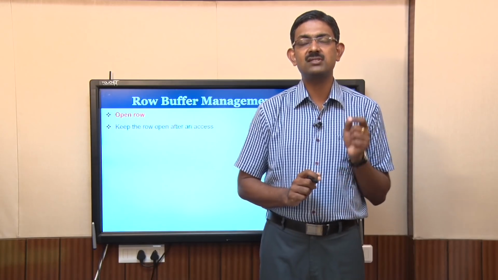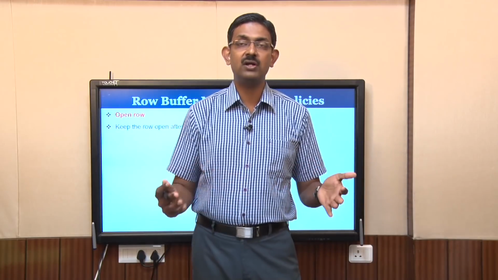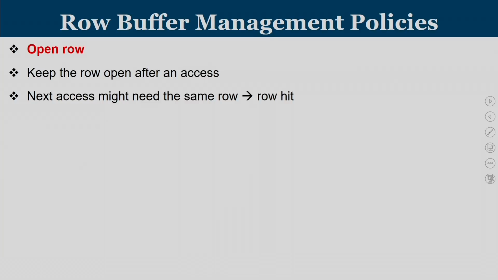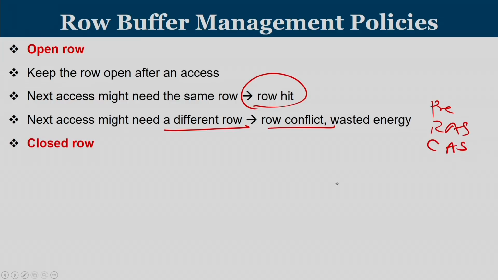If the next request happens to be to the same row, then the row address drop is not required. Already it is an open row. Just give the column address and get things done easily. So the next access might need the same row. If the next access is to the same row, that is known as a row hit. If the next access, unfortunately, is to a different row, it's a row conflict. At that time, I have to pre-charge, then apply a row address drop, and then apply the column address drop.